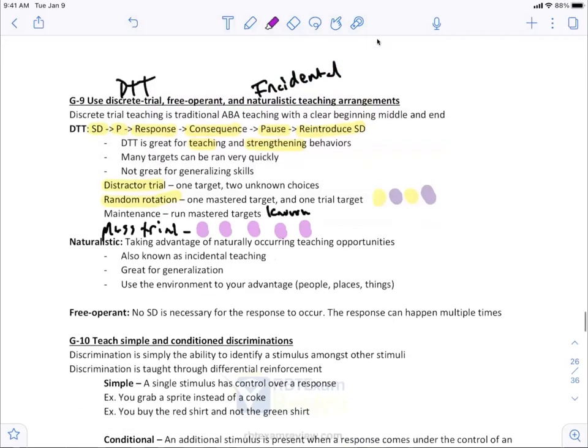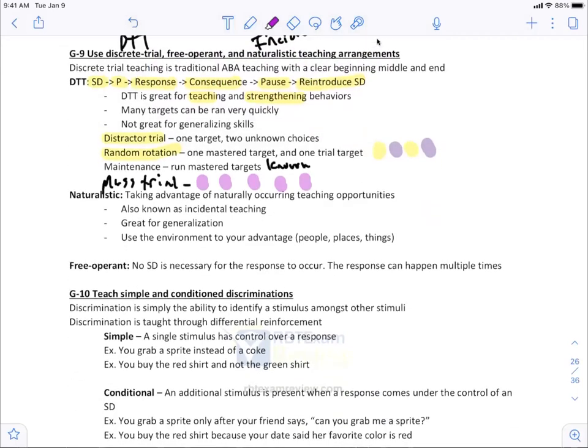And then free operant, no SD is necessary for response to occur. Response can happen multiple times. We were just in the environment with them, watching, observing. Response can happen over and over again without an SD needed.